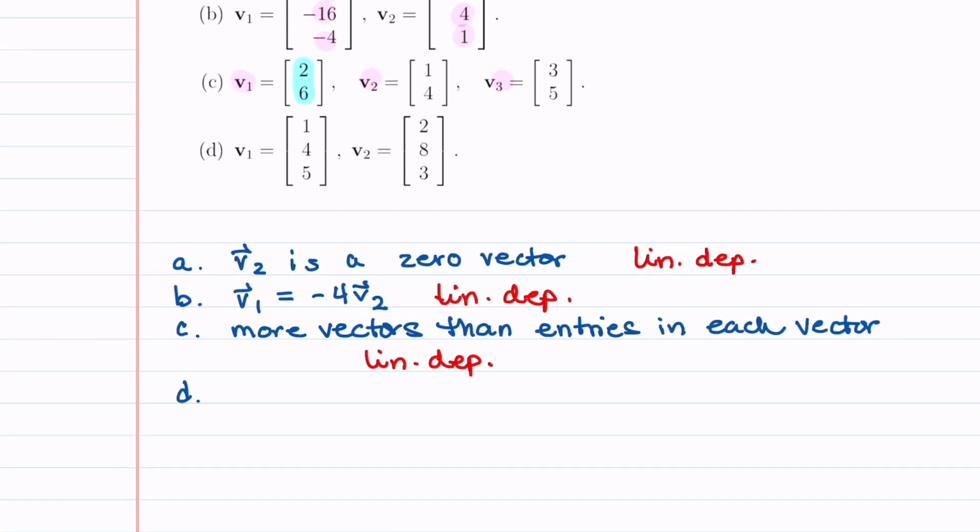Let's now look at part D. At part D, we have 2 vectors, and let's see if they are multiples of each other. So if we start with 1 and multiply it by 2, we get 2. If we take 4, multiply it by 2, we get 8. And then if we take 5 and multiply it by 2, we would actually get 10, and instead we have a 3. So that tells us that V1 and V2 are not multiples.